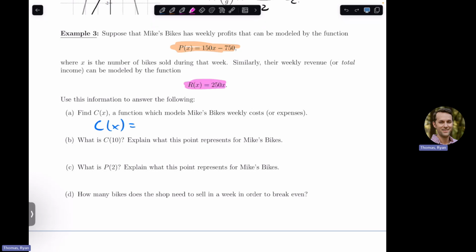Subtract. Subtract which way? Revenue minus profit. Okay, so if we do that, 250x minus 150x minus 750. What do you get? 100x plus 750. Okay, so that's going to model the weekly cost or the expenses for this shop when they sell x bikes.